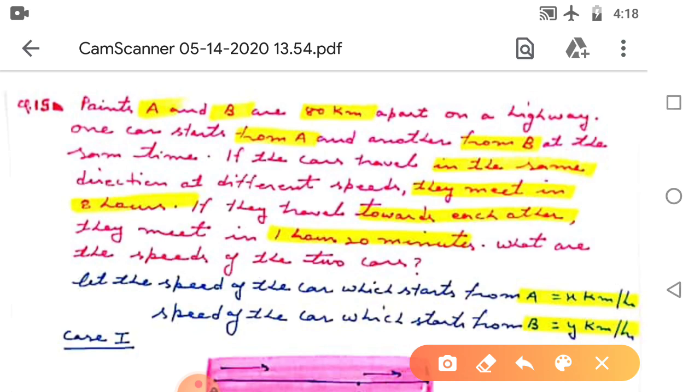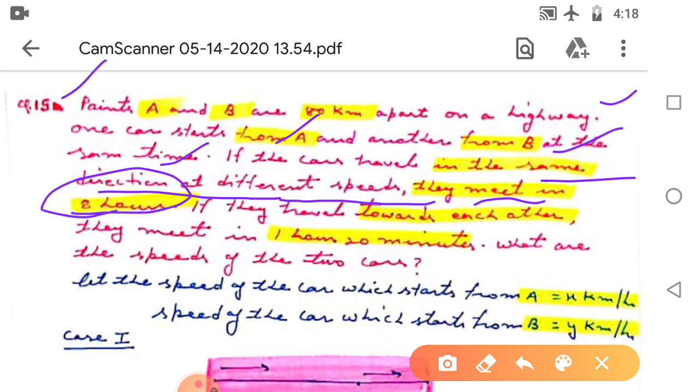Points A and B are 80 km apart on a highway. One car starts from A and another from B at the same time. If the cars travel in the same direction at a different speed, they meet in 8 hours. They meet in 8 hours if they travel in the same direction. Clear?